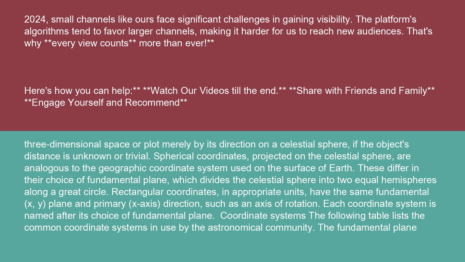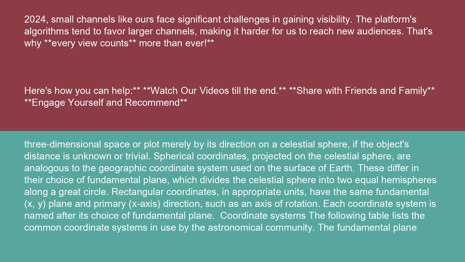Spherical coordinates projected on the celestial sphere are analogous to the geographic coordinate system used on the surface of Earth. These differ in their choice of fundamental plane, which divides the celestial sphere into two equal hemispheres along a great circle. Rectangular coordinates, in appropriate units, have the same fundamental x, y plane and primary x-axis direction, such as an axis of rotation. Each coordinate system is named after its choice of fundamental plane. Coordinate systems: the following table lists the common coordinate systems in use by the astronomical community.